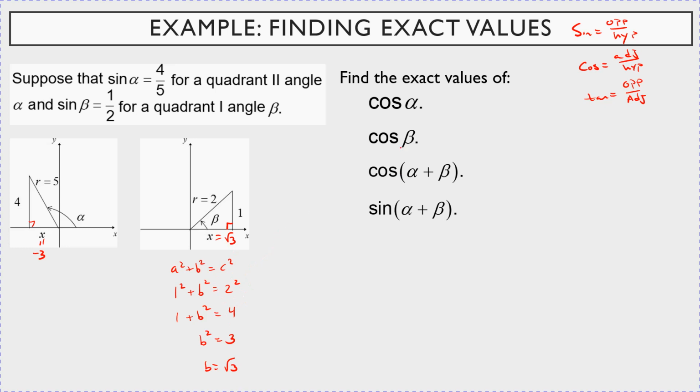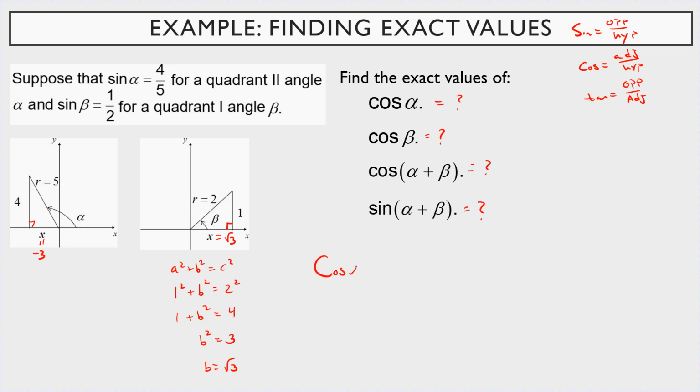All right, so I'm going to ask you to find all these things here. Find cosine of alpha, cosine of beta, cosine of alpha plus beta, sine of alpha plus beta. I'm also going to find sine of alpha, which I have, and just write sine of beta too.